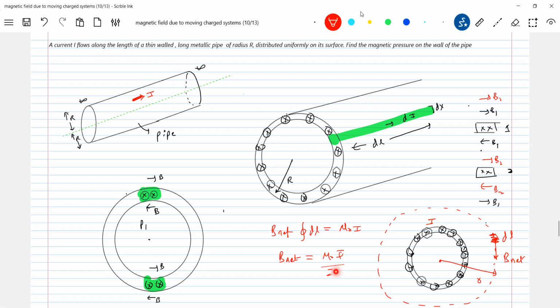Will I agree with this? What is the radius of the pipe? It is capital R. On the surface of the pipe, what should be the magnetic field? Will it be zero or non-zero? On the surface, meaning here, how much should it be? Mu naught I by 2 pi capital R. Will I agree with this? I'll write it on the surface. Keep this data in hand.